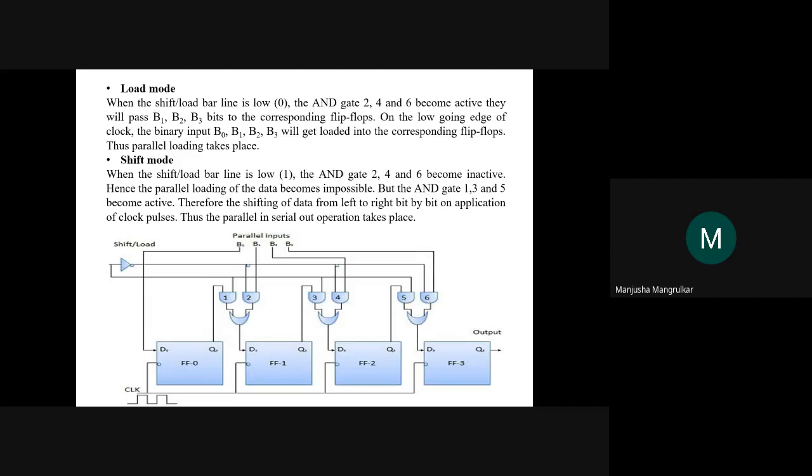2, 4 and 6 will be active, right? Active means this is 1. If any of the input is 0, it is 1. So whatever data we are giving to B2, B1, B0, the same data will come to D2, D1, D0. And B0 is directly connected to D0, so we should not worry about that.